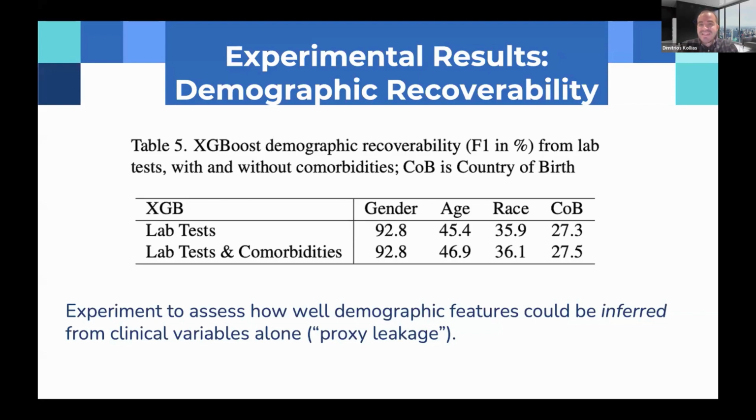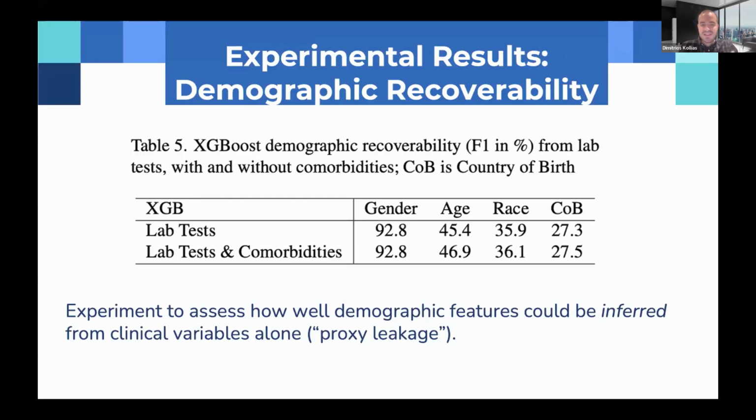So the first one is that the gender can be recovered, both from the lab test and the comorbidities. This is F1 score again, almost 93%. Age and race also have a high F1 score and can also be recovered. And the country of birth is the last one that had the lowest one, still recoverable, but not that much. So this gives us a lot of interesting findings.